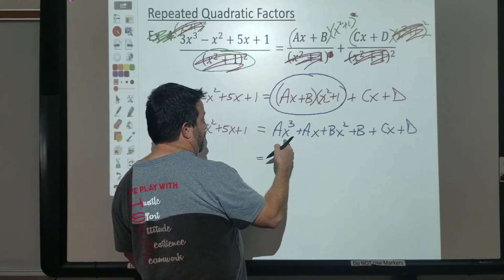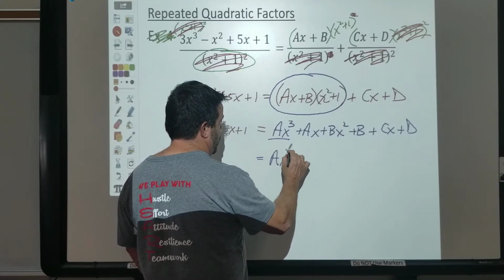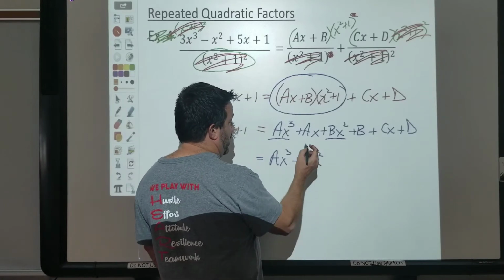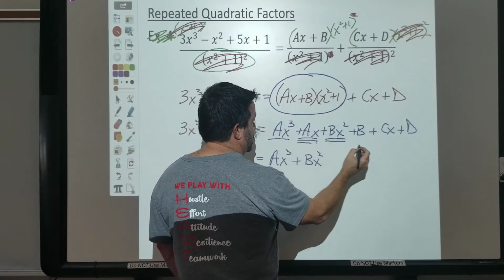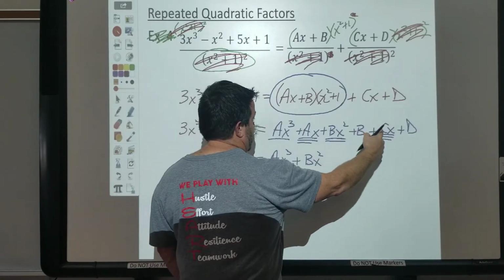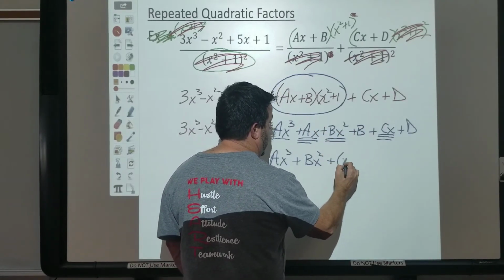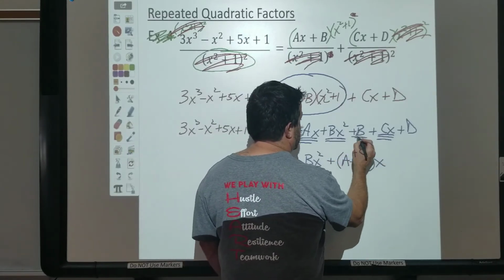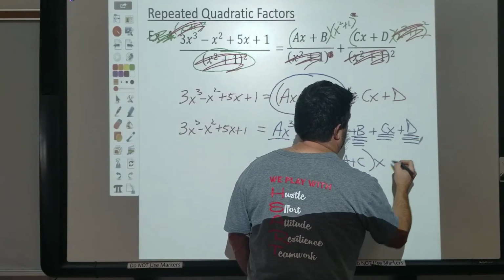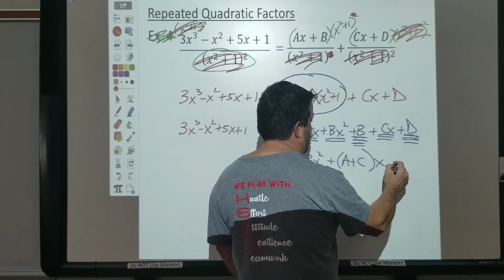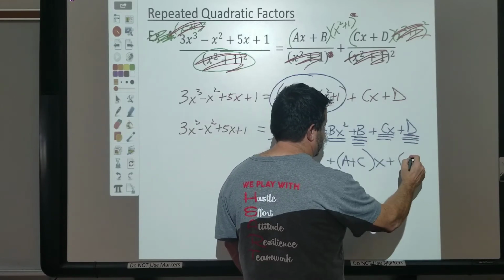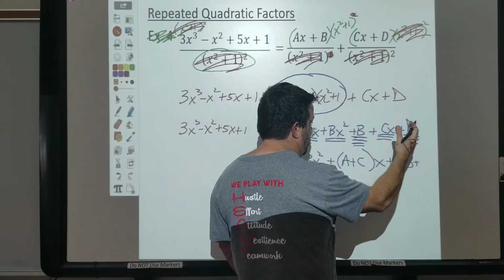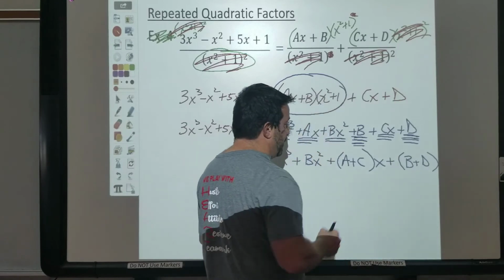But I only have one cubic term, so that's the ax cubed. I only have one x squared term, so that's the bx squared. But notice I have ax and cx. Those both have an x, so I want to combine them together. So that's going to be a plus c as my coefficient of x. Everything that's left over, the b and the d, those don't have a variable with them. So those together make up the constant. It'd be like if I had a 5 and a 7, I'd add them together to be 12, my constant at the end. I just don't know what they are, but that's my constant.